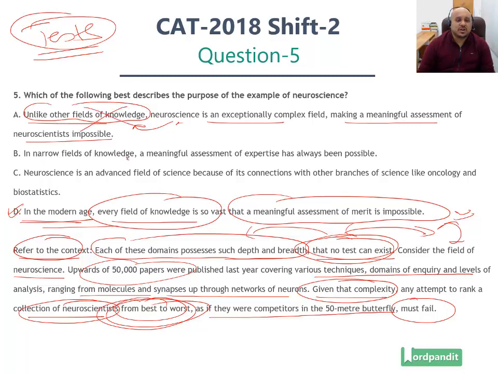Option B, in narrow fields of knowledge, a meaningful assessment of expertise has always been possible. We don't know, the author has not mentioned it, we only know neuroscience is a diverse field and to meaningfully assess expertise in this is not possible, ruled out. Option number C, neuroscience is an advanced field of science because of its connections with other branches of science like oncology and biostatistics. This option completely skips out the aspect of taking tests and ranking people on the basis of it. That is why neuroscience has been mentioned. This option completely skips that, hence ruled out. Options A, B, and C are eliminated, and we are left with only option number D. Option number D is the valid answer here.